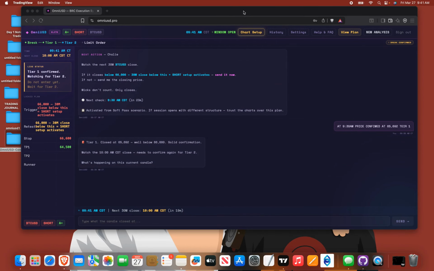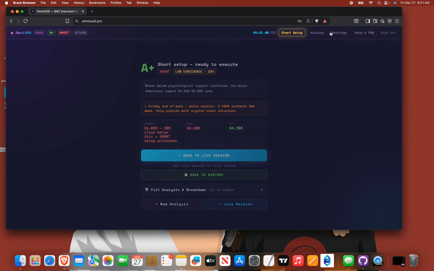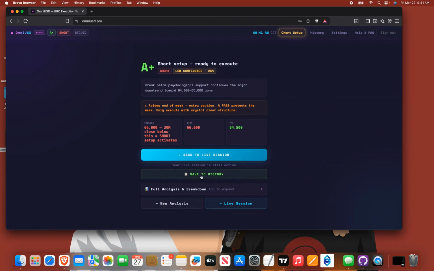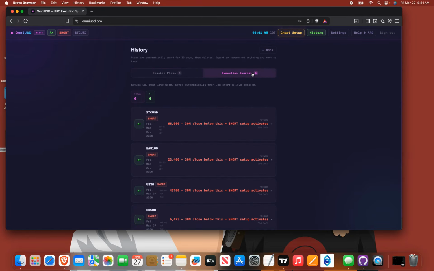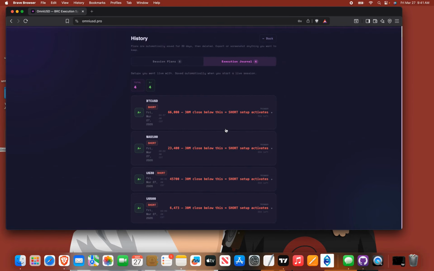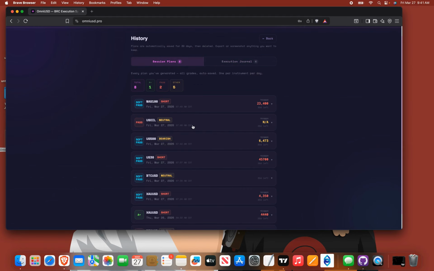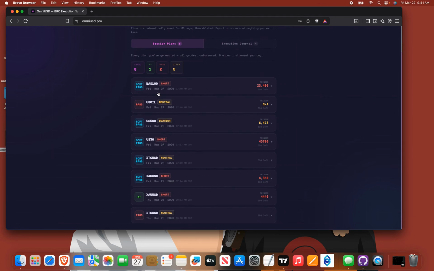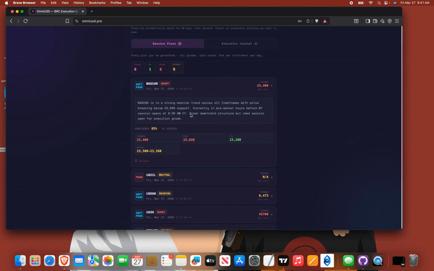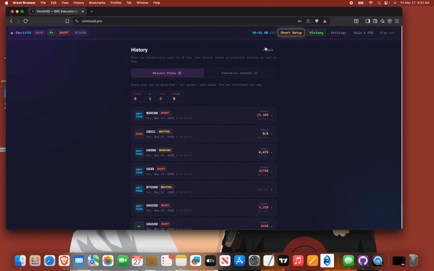It's already in. If y'all want to save these, if you plan, and you click save to history, just click it once and it should save. Right there. It saves automatically, actually. So all these trades are your execution journal. Once tier 2 confirms, it automatically saves. All these on short. All our session plans that we did today. The date's right there. You can erase these if you want. And that's it.